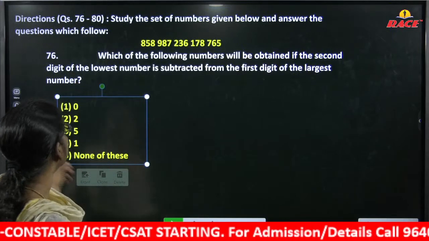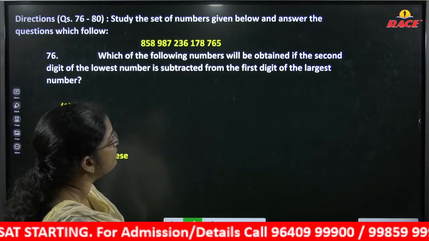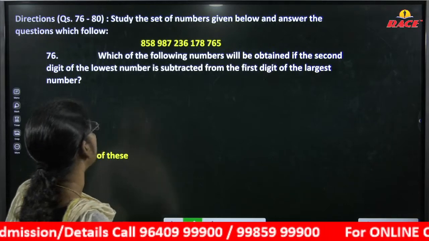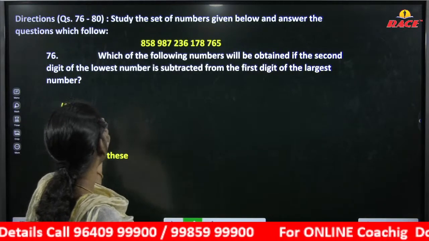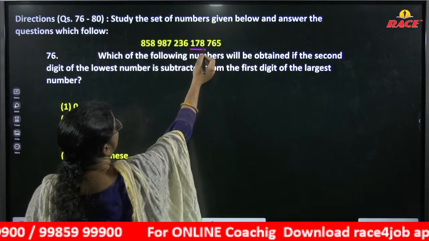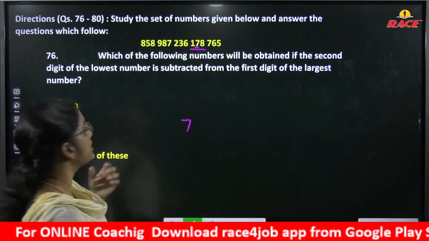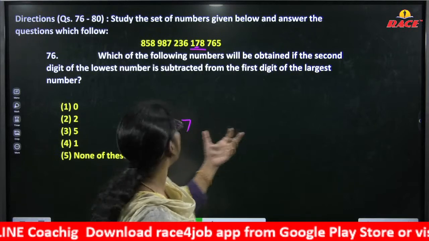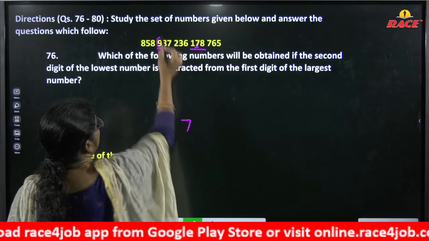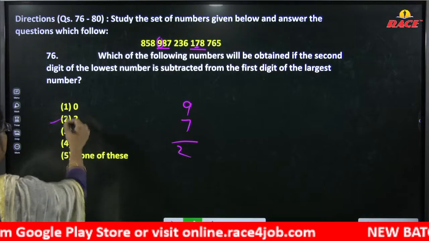Yes, just observe here. Our question is, which of the following numbers will be obtained if the second digit of the lowest number is subtracted from the first digit of the largest number? The lowest number is 178, and its second digit is 7. The largest number is 987, and its first digit is 9. Simply subtract 7 from 9, and we get 2. So our answer is 2.